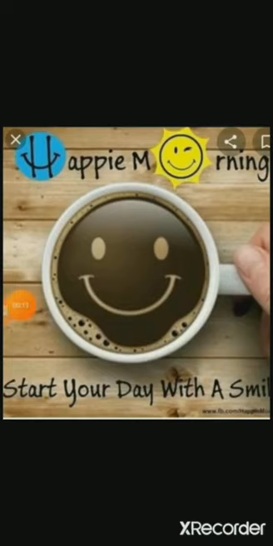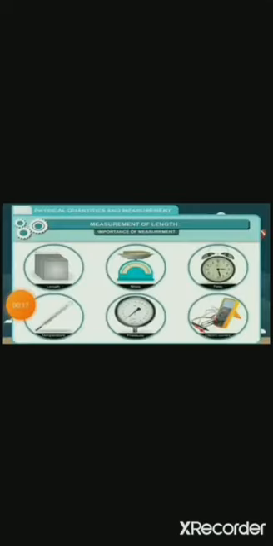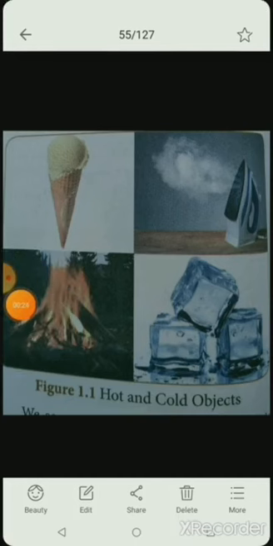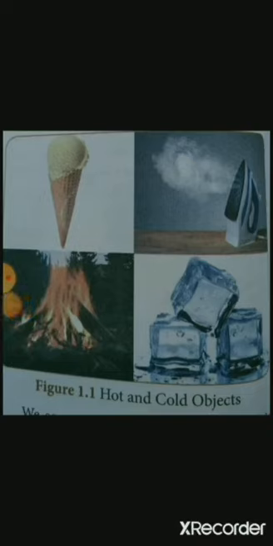Okay, in the previous class we discussed the topic measurement. In this we saw the measuring tools and some units. Next one, temperature. Okay. Let us move on.